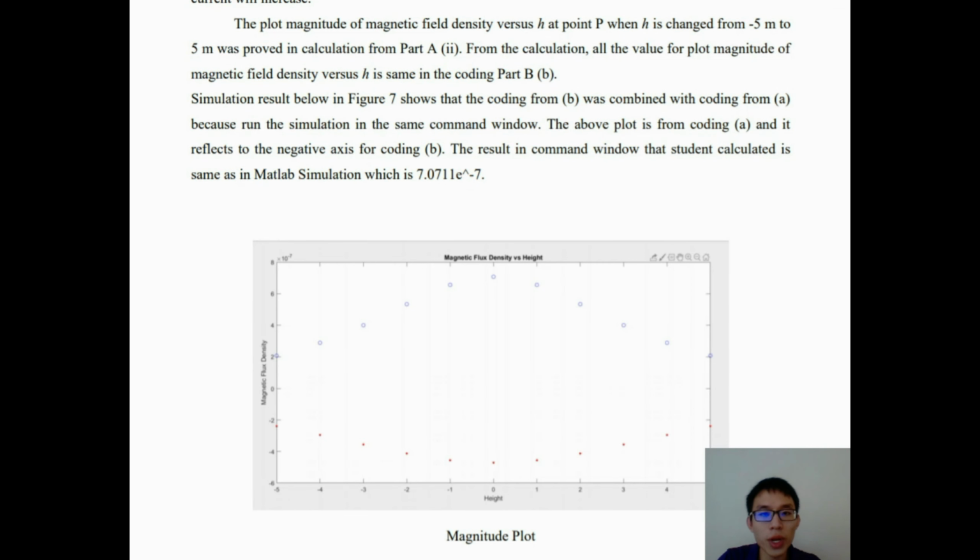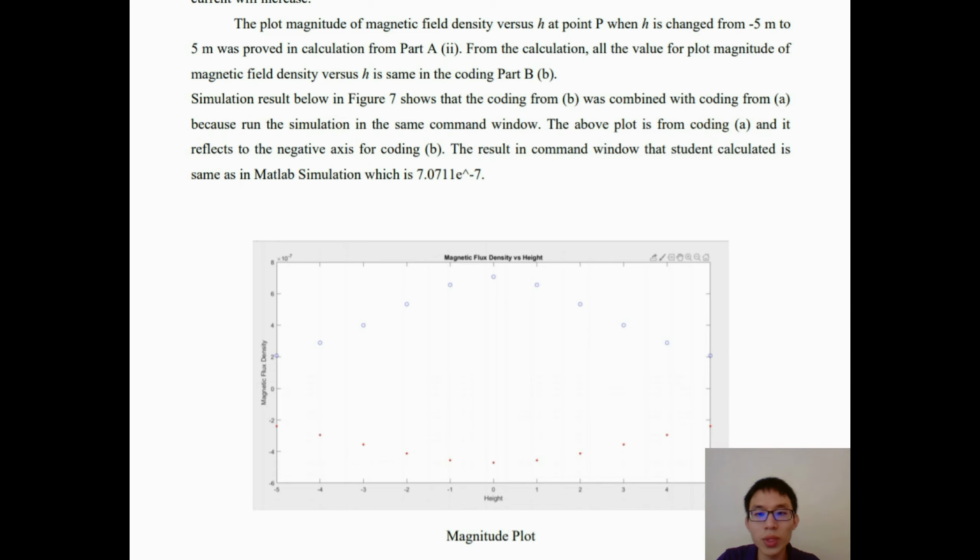After that, the plot of the magnitude of magnetic flux density versus H at point P when H is changed from -5 to +5 was proved in the calculation for part A2. From the calculation, all the values of the plot of magnitude of magnetic flux density versus H are the same as in the coding for part B. The simulation result below in figure 7 shows that the coding from B was combined with coding from A, because we run the simulation in the same command window. The above plot is from coding A and it reflects to the negative axis from coding B.